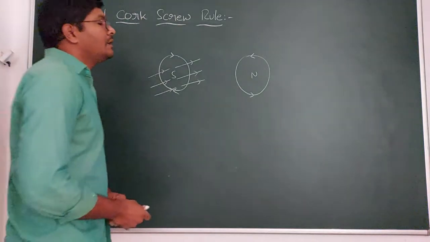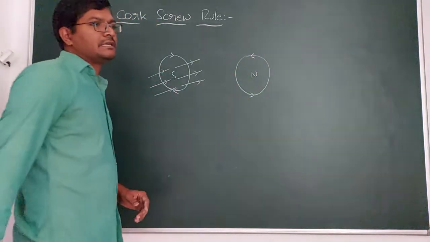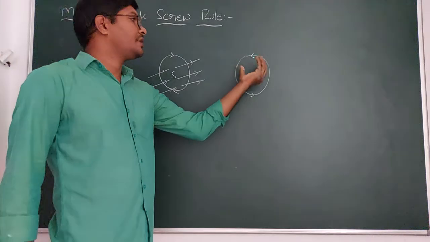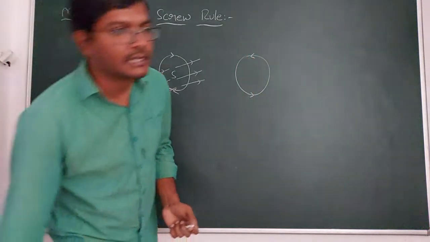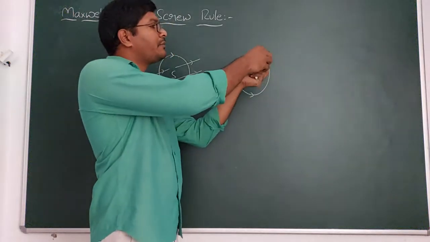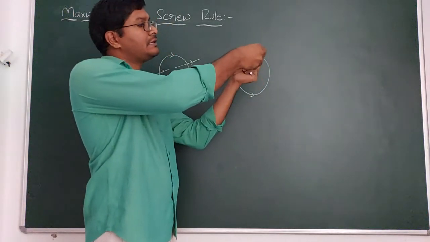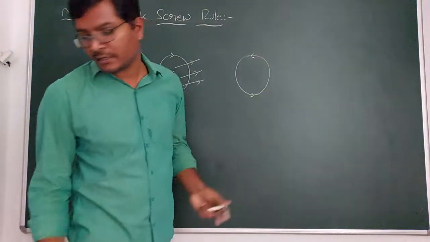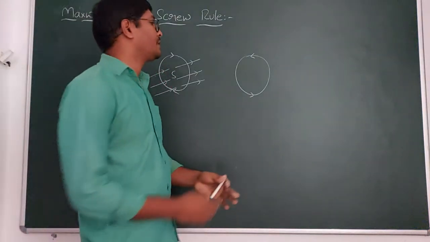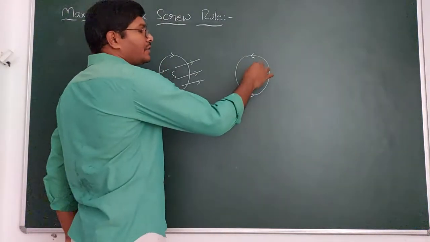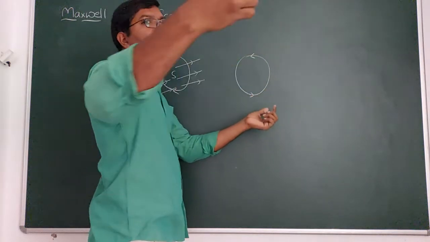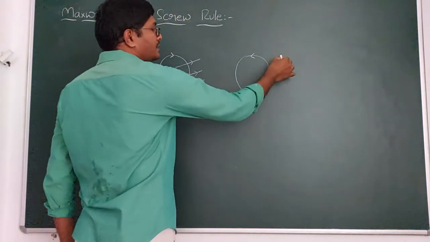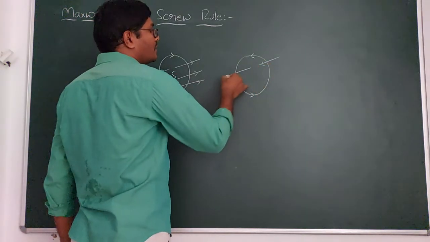Okay, and if the direction of current is anti-clockwise, then you need to rotate the screw in the anti-clockwise direction. If I am rotating the screw in the anti-clockwise direction, then the screw will move outward of the board, outside of the board. As the screw rotates anti-clockwise, it moves in this direction. That means the direction of the magnetic field is coming out of the board.